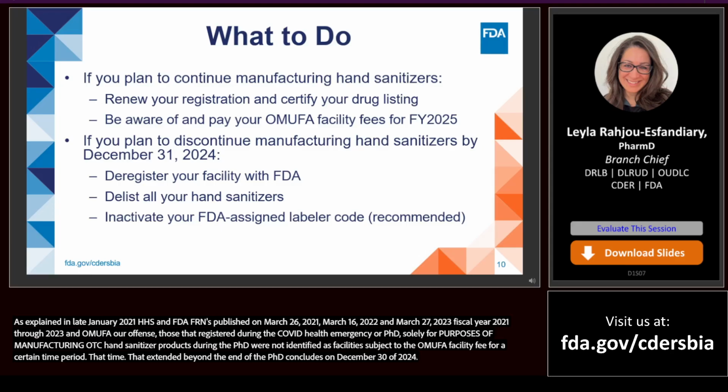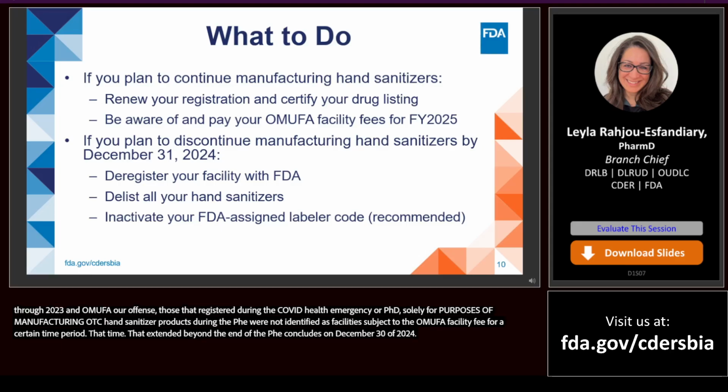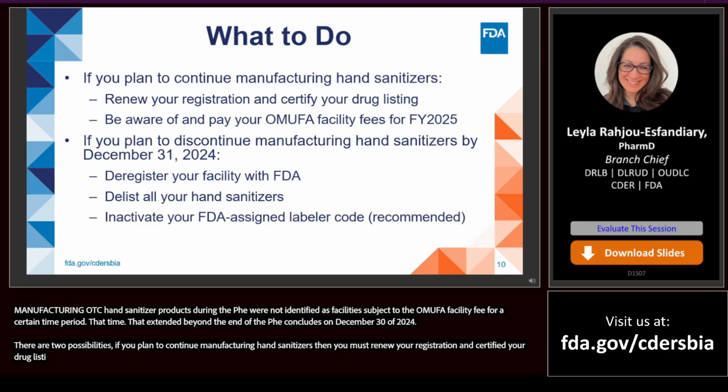If all you manufactured and distributed in the U.S. was hand sanitizers under the PHE, there are two possibilities. If you plan to continue manufacturing hand sanitizers, then you must renew your registration and certify your drug listing for those hand sanitizers. Just be aware that you may be subject to OMUFA facility fees for fiscal year 2025, and be sure to pay those fees as required by law.